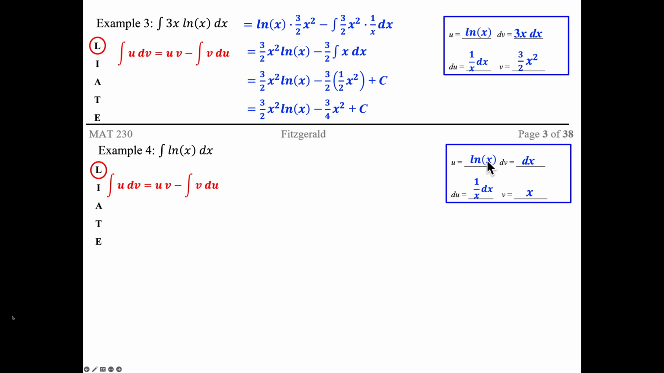So plug everything in, we'll get natural log of x times x minus the integral of x times 1 over x dx. We cancel out the x's, which means we just integrate dx, which is like saying there's a 1 there, so that's just going to be minus x plus c. And there are examples of integration by parts.